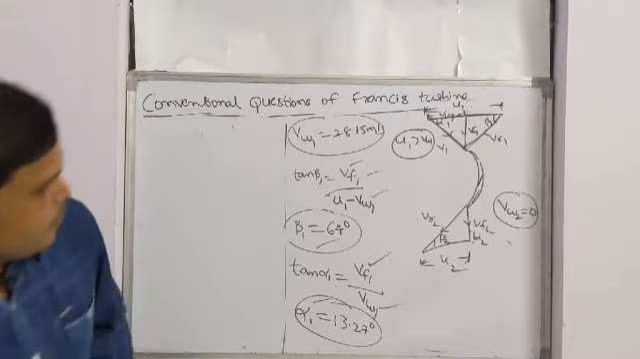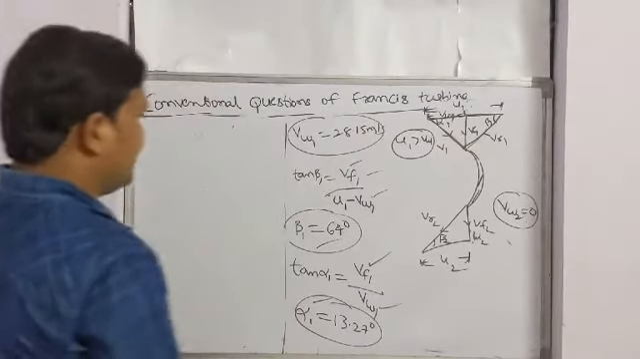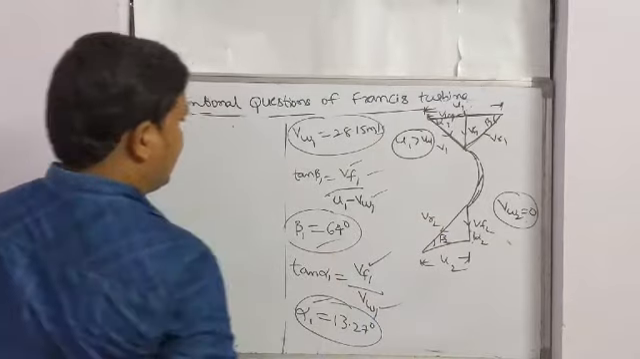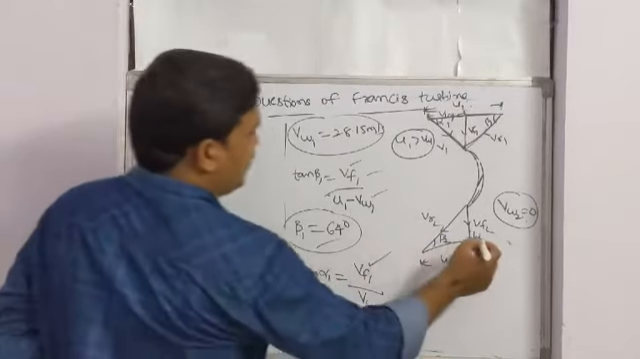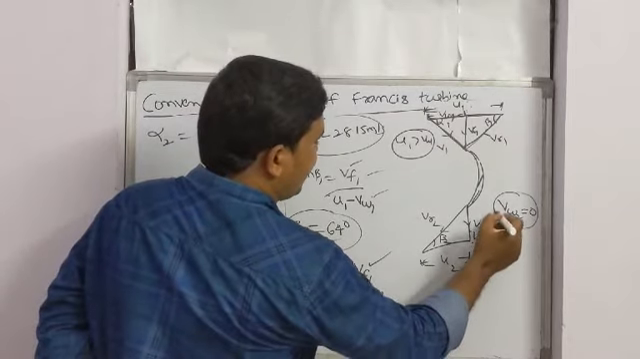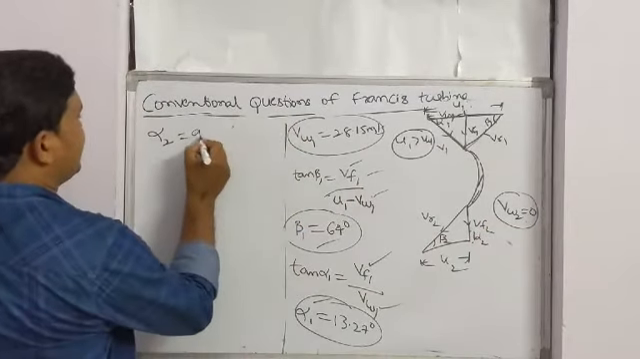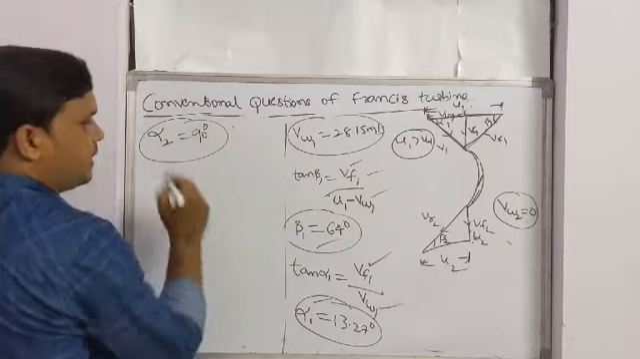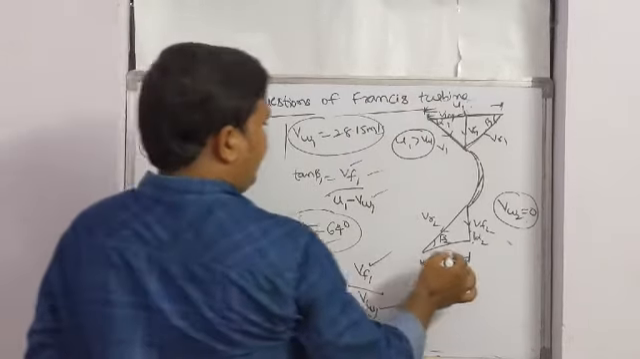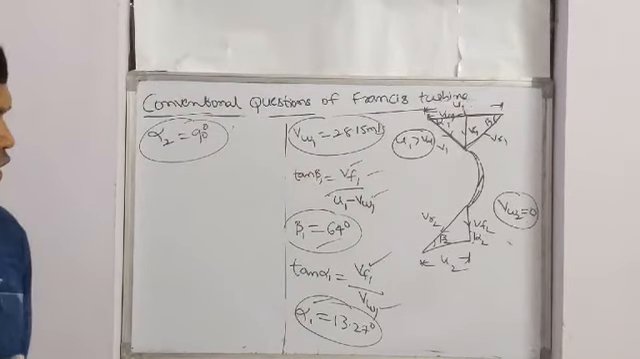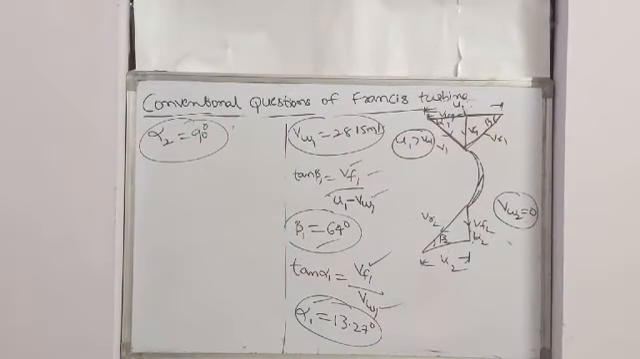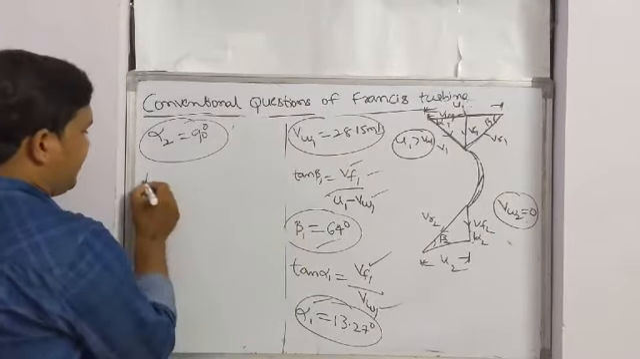Again, alpha 2 we should not calculate, because in a modern Francis turbine water leaves axially, that means alpha 2 is 90 degrees. There is a fixed value. Then for finding U2, we will go for cos beta 2 or tan beta 2. Yes, tan beta 2 is simple.